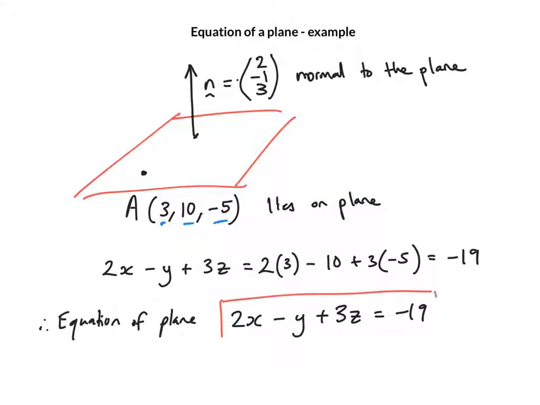As you can see, it's actually a very simple process. All we've got to do is take the three components of n. They become our coefficients for x, y, and z. And then we take the coordinates of A and substitute those into that same equation to find our constant term on the right-hand side.